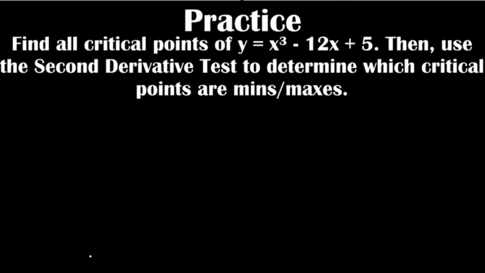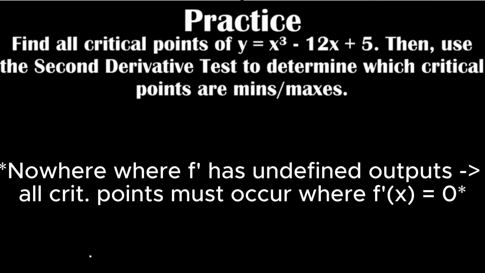Alright, so for this problem, we have y equals x cubed minus 12x plus 5, and we want to use the second derivative test to find out which critical points are minimums and maximums. Because x cubed minus 12x plus 5 is a polynomial, we know that all our critical points are going to occur where our first derivative, or our slope, is 0. Because the derivative of this polynomial is also going to be a polynomial, none of the places on that polynomial are going to have undefined outputs.